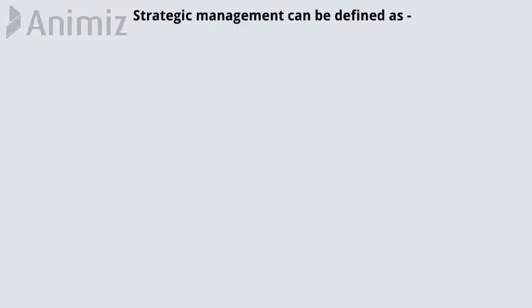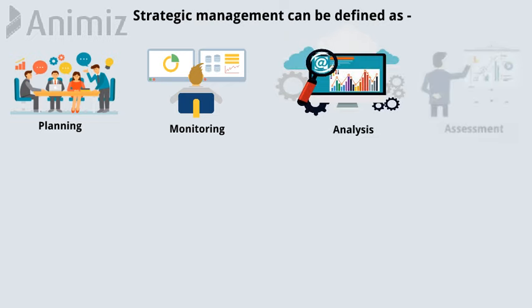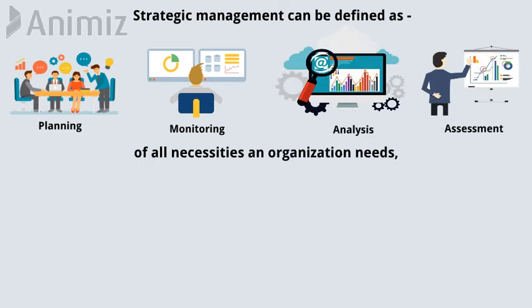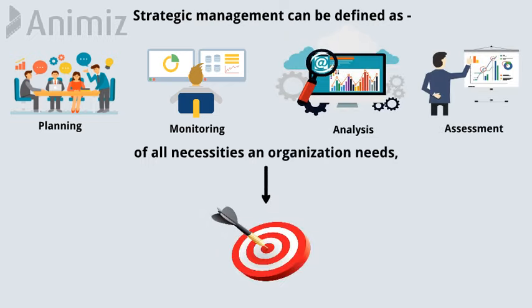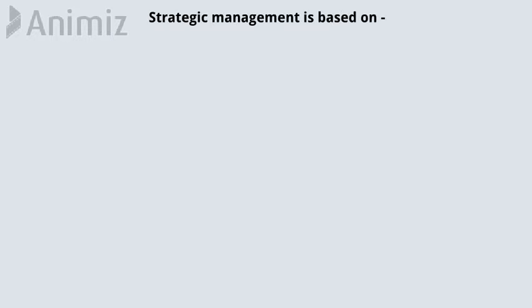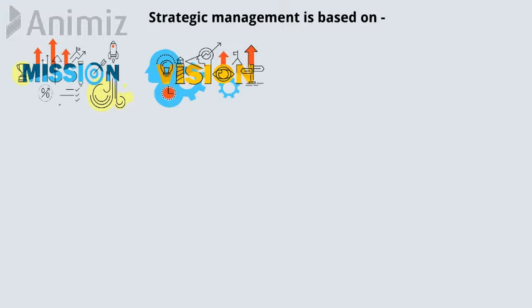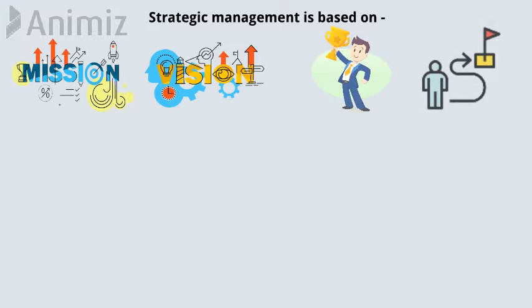Strategic management can be defined as the process of planning, monitoring, analysis, and assessment of all necessities that an organization needs to meet its aims and objectives. Strategic management is based on an organization's clear understanding of its mission and vision, for where it wants to be in the future, and the purposes that will guide its actions.